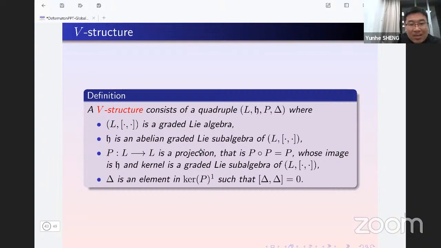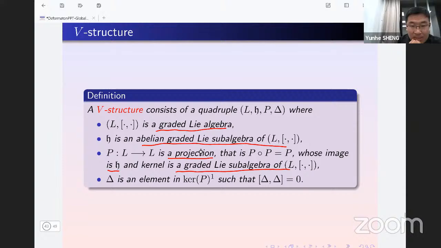So a V structure consists of a quadruple (L, H, P, delta), where L is a graded Lie algebra and H is an abelian graded Lie subalgebra of L, and P from L to L is a projection whose image is H and whose kernel is a graded Lie subalgebra of L. And delta is an element in the kernel of P of degree 1, such that the bracket of delta and delta is 0. So delta is just a special Maurer-Cartan element.